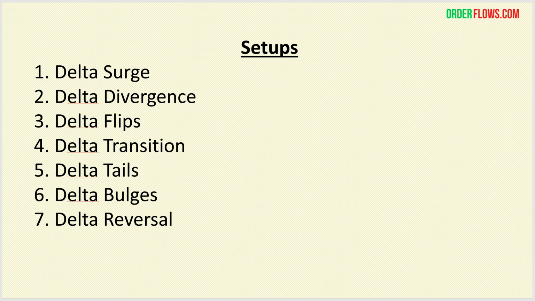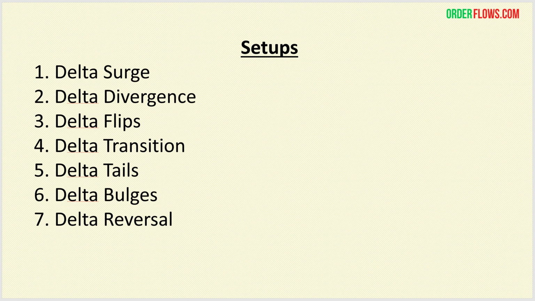Now, the Delta surge is a free indicator you can get on my website. If you run NinjaTrader, you could put it on there. The divergence is programmed into the main Order Flows trader, but I'm going to explain what it is. So if you don't have my software, or if you're using different software that doesn't necessarily have a divergence, or maybe it's not what I think is a proper divergence, you can notice a difference. The Delta flips and the transition are two indicators that we've sold in the past, but I'm going to explain how to see them.